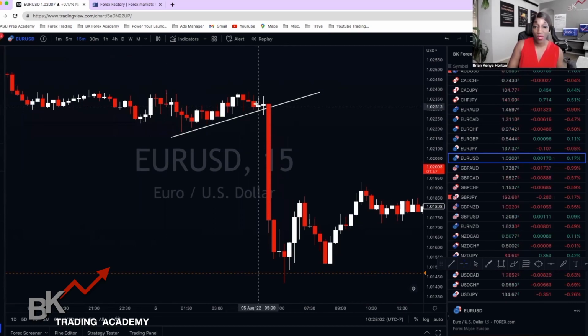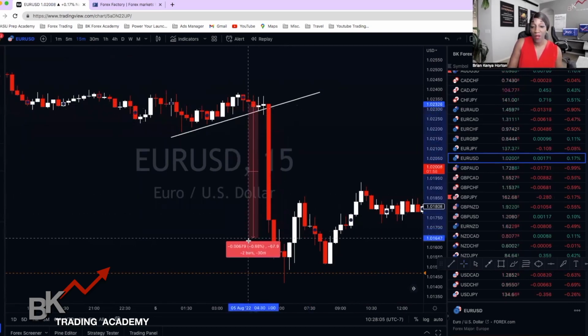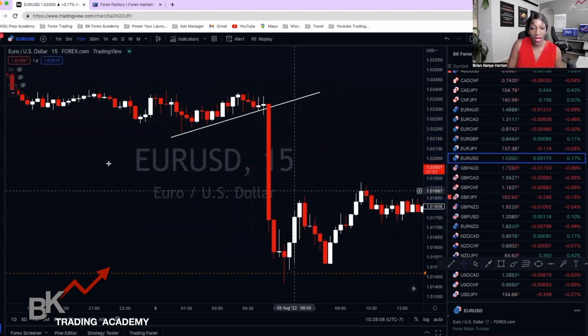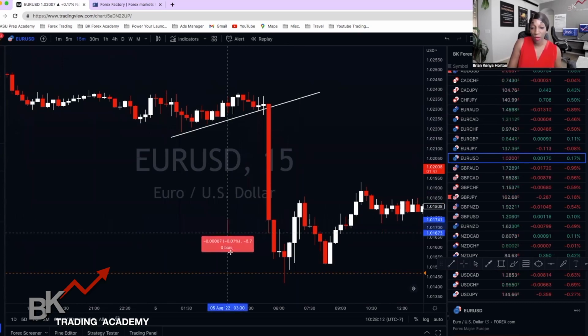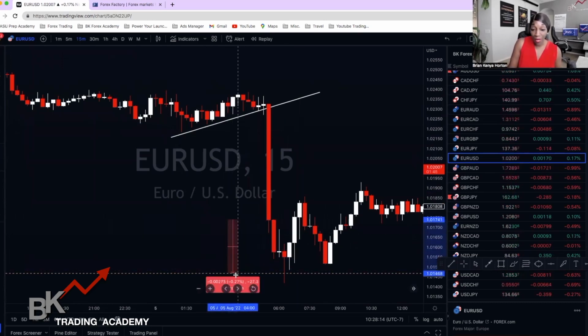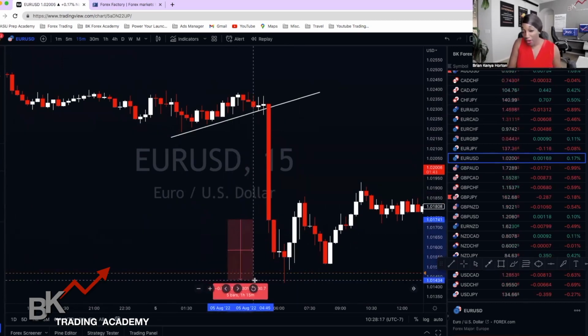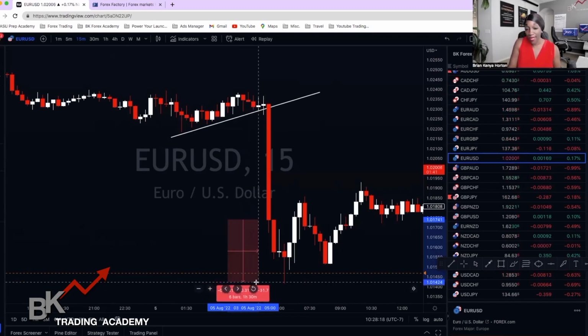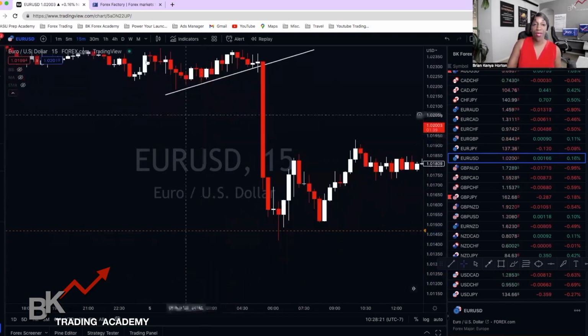Let's just get our measuring tool, and from the top to this first 15 minutes, it went down 65 pips, okay? The next 15 minutes, that candle opened up and continued lower. So it went down another 19 pips, and then I'd say another 30 pips altogether, and then that's where it started to correct.